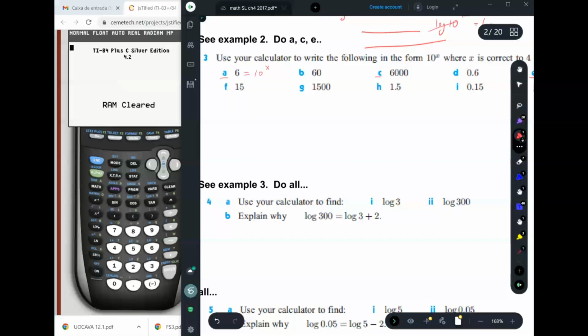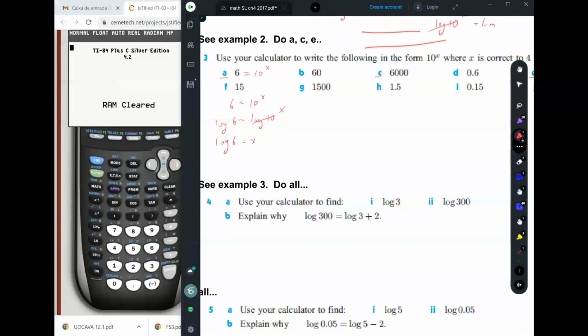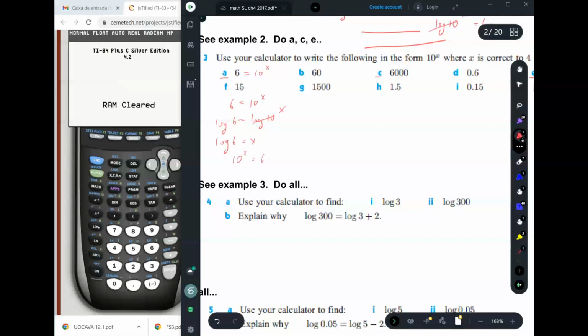Okay, if you're going to make 6 into an expression 10 to the something, how would we do that in the calculator? If we take the log of both sides, then you can see that the right side simplifies to x. So actually, x is just equal to the log of 6. Another way you can think about it is, 10 to the x equals 6, so log base 10 of 6 is x.